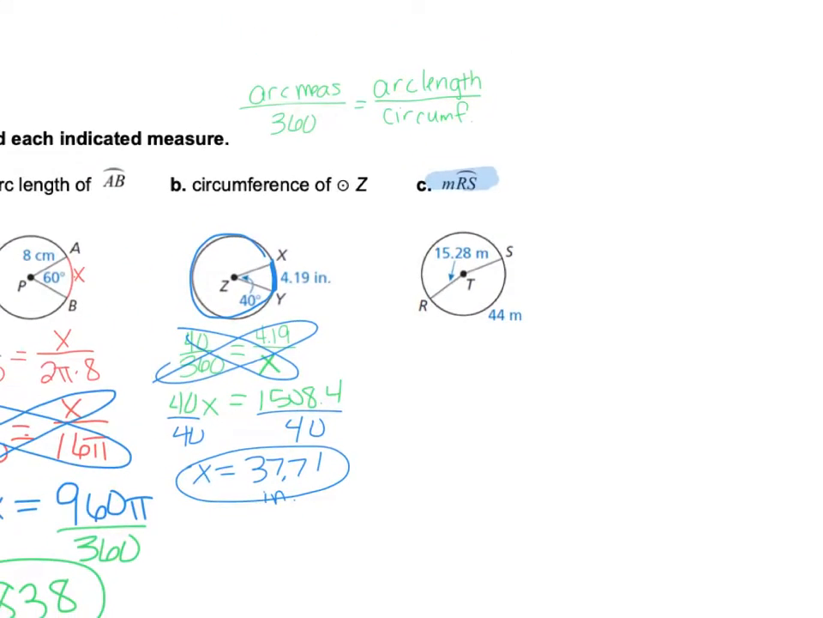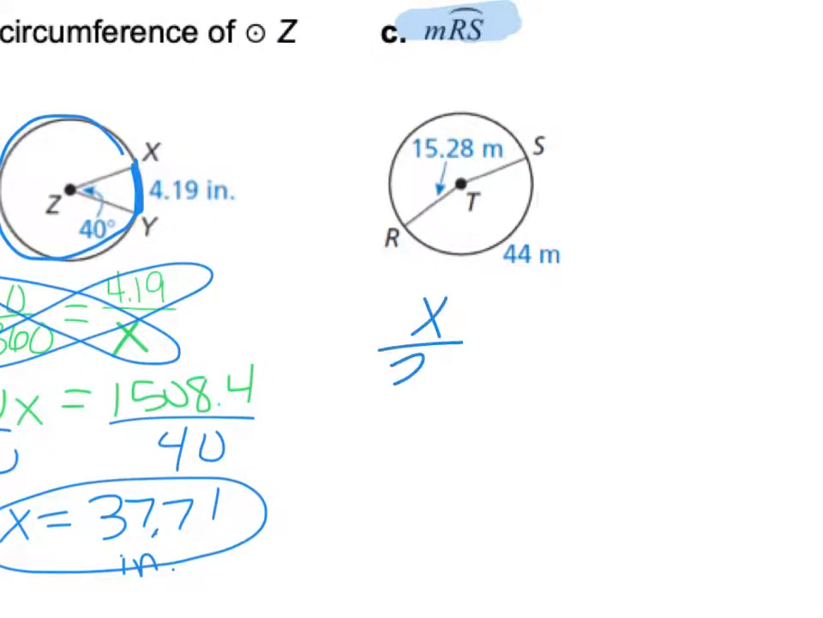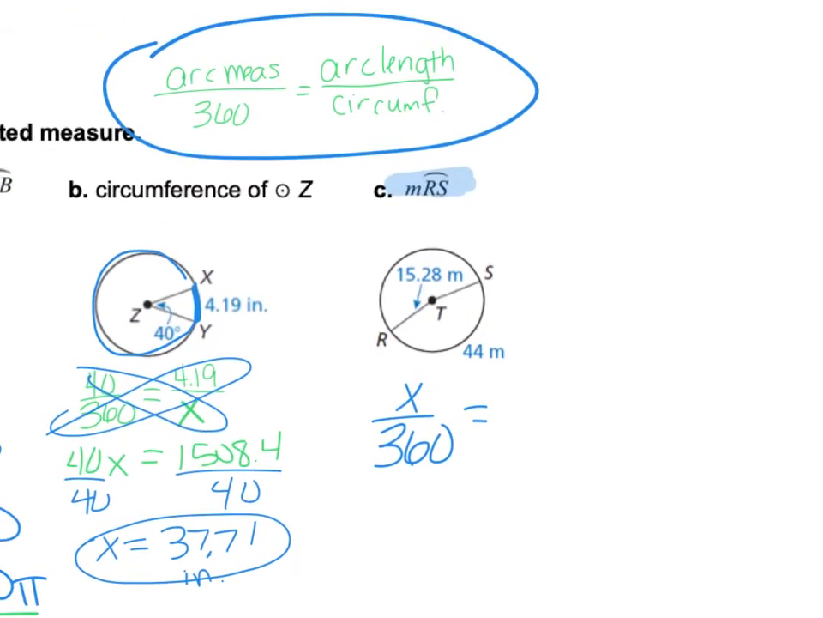So if we're looking back at our little thought bubble up here, the arc measure is the part out of 360. Well, I don't know that part, so I'm going to put x out of 360 equals, okay, my arc length. Well, I know my arc length is 44. And I can figure out the whole circumference because it tells me the radius. So I'd have 2 pi times 15.28.